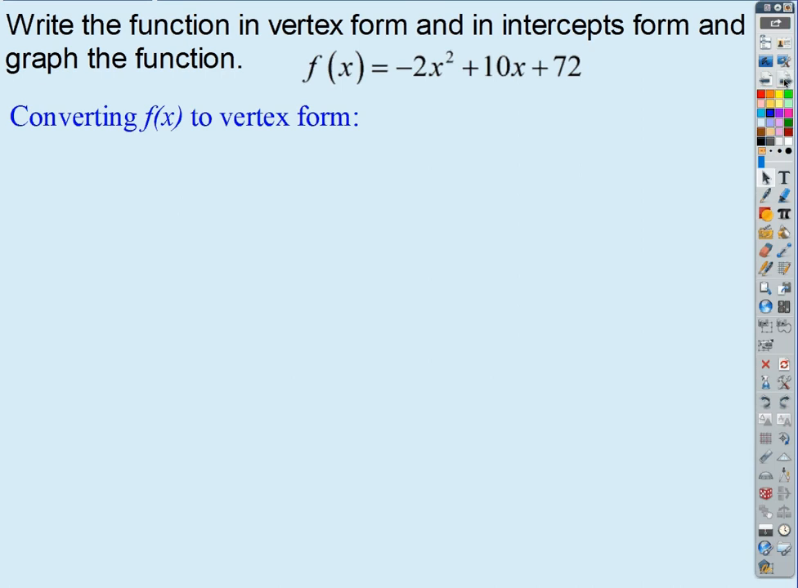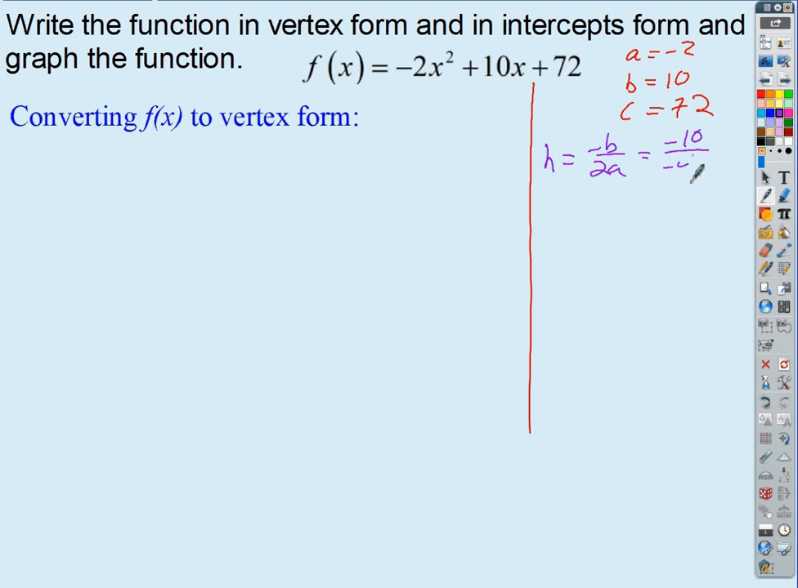Right? So one way we could go here is we could say, we know a, b, and c. What are the values of a, b, and c? A is negative 2, b is 10, c is 72. Okay, and so one thing we could do is we could say h equals negative b over 2a, which is going to be what? Negative 10 over 2 times negative 2, which is negative 4. So we get, boy, this is really an inconvenient one, isn't it? We're going to get 5 halves, right?